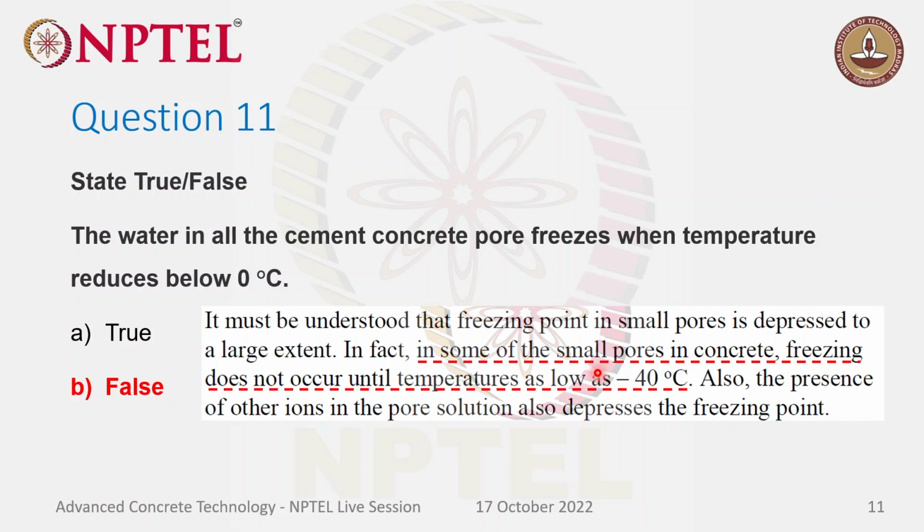Also, we all know about de-icing salts, right? Normally they use sodium chloride and calcium chloride as de-icing salts on concrete roads, with which the freezing point of water can be reduced. Normally in very small pores, the ionic concentration will be there. It further depresses the freezing point. Because of which water in all cement concrete pores will not freeze when the temperature reduces below 0 degrees Celsius. Okay.